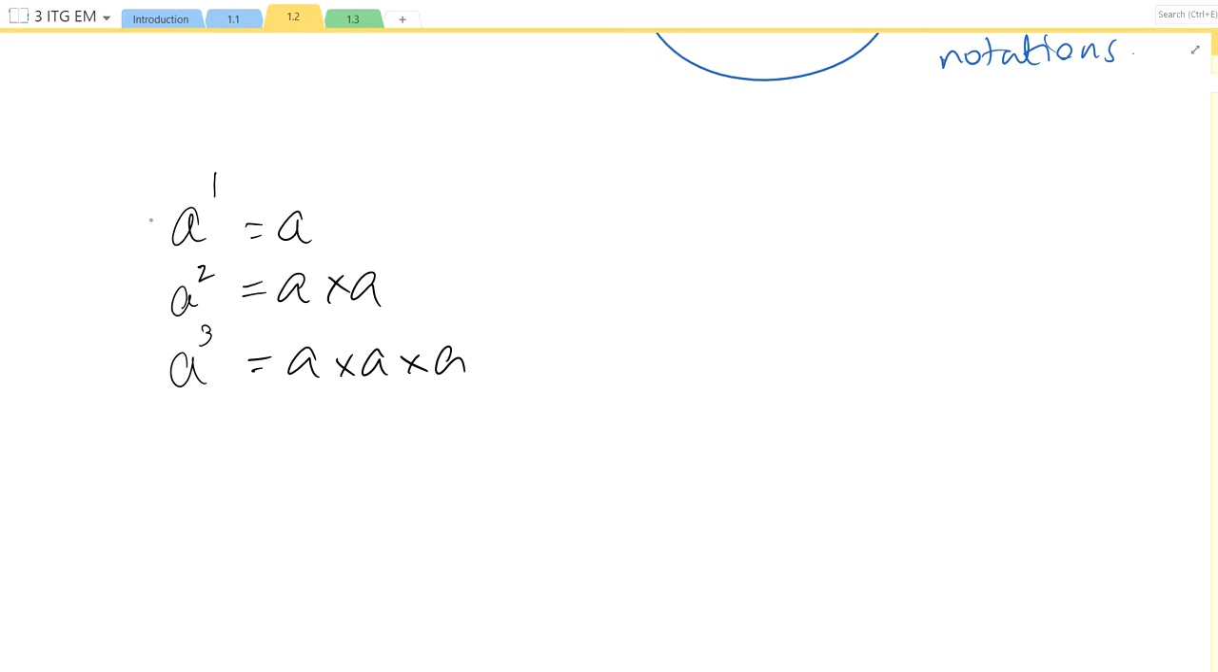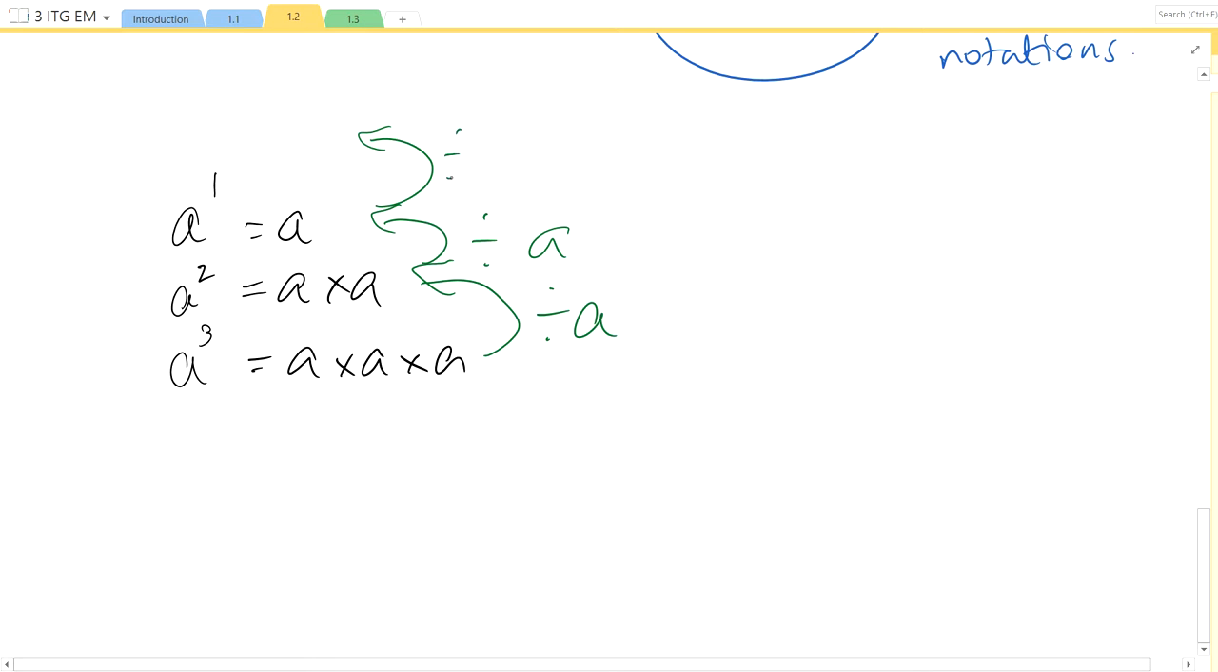What if I go the other way? I'm simply dividing by a. I divide by a, I divide by a. And if we look at the left hand side, we've got a power 3, becomes a power 2, becomes a power 1. What is logically the next line? A power 0 equals 1. Okay? So this is one way to look at it.